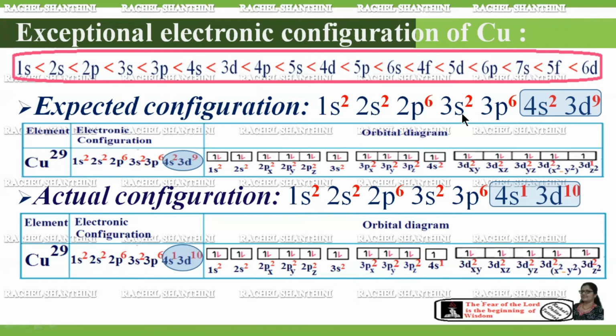Then 3s can accommodate the maximum of 2 electrons. And 3p could accommodate the maximum of 6 electrons. Then 4s could accommodate the maximum of 2 electrons. So up to 4s, starting from 1s, how many electrons? 2 plus 2 plus 6 plus 2 plus 6 plus 2, 20 electrons, right? So up to 4s, we have completed 20 electrons. The actual number of electrons present in copper is 29.